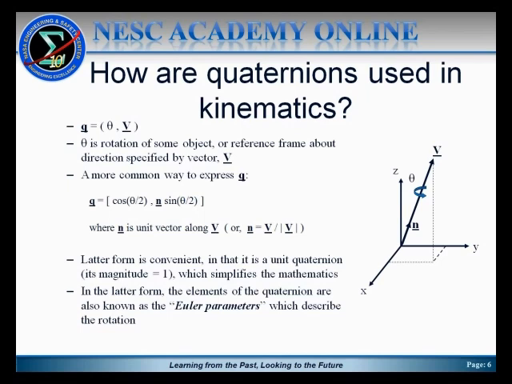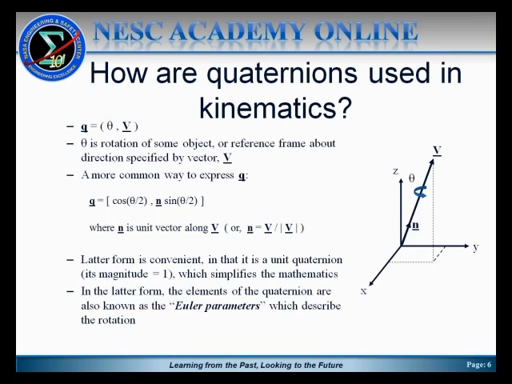And that will simplify some of the mathematics to follow. Also in this latter form, the elements of the quaternion are what's known as Euler parameters. And you'll see that term in some textbooks and technical papers. You might also see something referred to as Euler-Rodriguez parameters, which are similar to Euler parameters or quaternions as presented here, but they've used the fact that in this form, as described, the quaternions are unit quaternions.